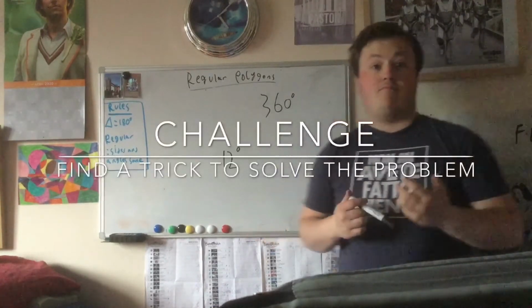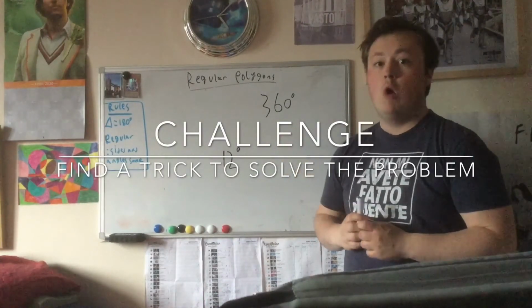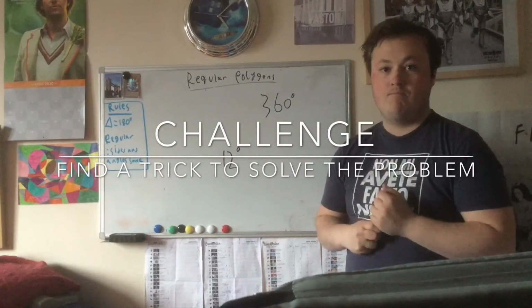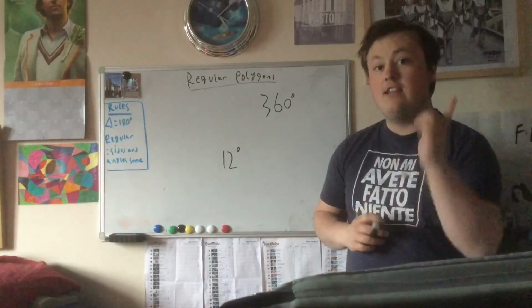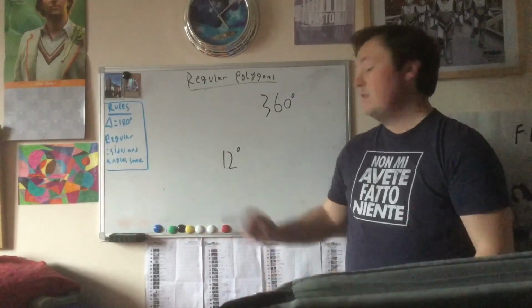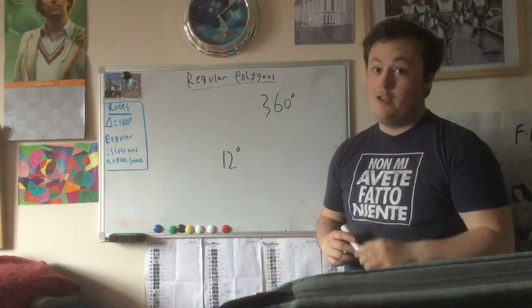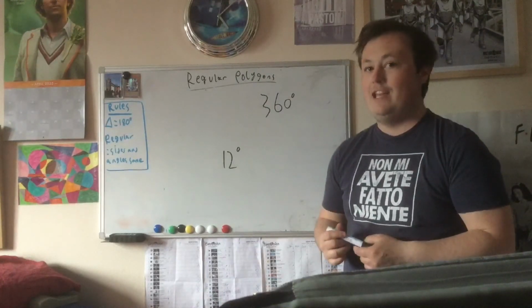Now, the trick that you would have figured out will help you work out this problem. There are loads of other ways, but let's see if you can do it. So your challenge tonight is to figure out how many sides my shape has. It's a regular shape, by the way. It's a regular polygon, and its exterior angles are 12 degrees each.